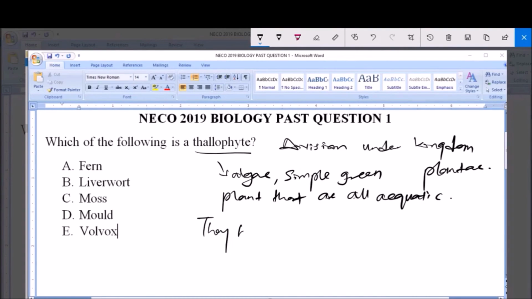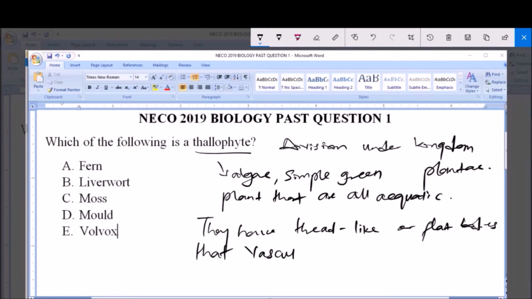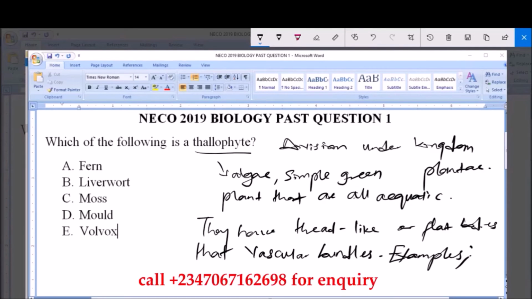They usually have thread-like, or you call it filamentous, or flat bodies. These plants lack vascular bundles. So that means the thallophytes do not have stem. They do not have roots. They lack vascular bundles. Examples of thallophytes include Spirogyra.